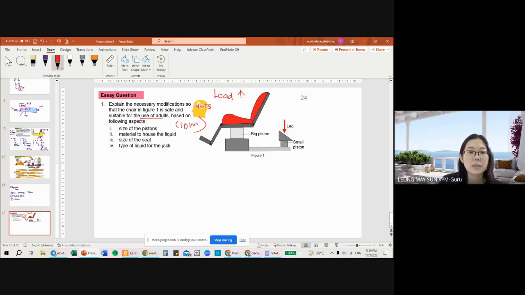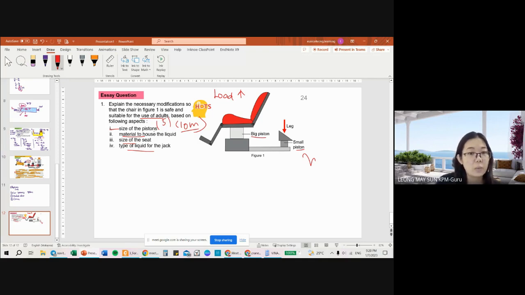Here, the size of the piston, they're talking about two pistons. Then you'll be thinking there are two pistons there, so what are we going to talk about regarding the size of the piston? Because there are only four aspects that they give: size of the piston, material to house the liquid, size of the seat, and type of liquid for the jack. This is a 10-mark question. Usually for 10 marks, we need 5 aspects, but they only give 4 over here. So you can expand it.